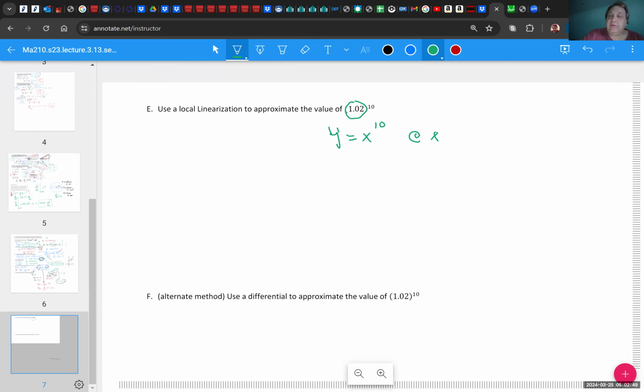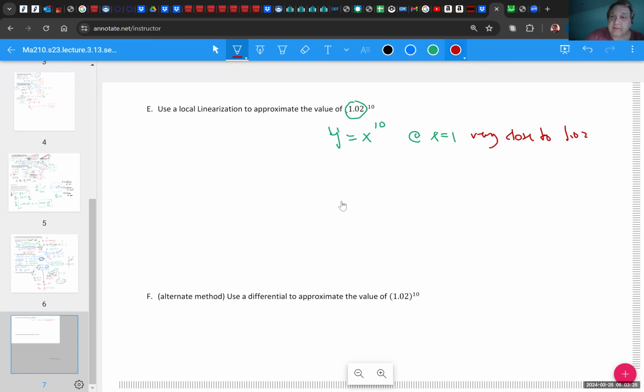I'm going to find the local linearization at x equals 1. Always choose a nice round number for your local linearization, an easily computable number. 1.02 is not so easy to compute with; 1 is very easy to compute with. And notice that 1 is very close to 1.02. So we have this function, something raised to the 10th, where that something we're looking for is 1.02, but we're going to use the function at x equals 1 to get the original function value and the derivative, and then use our local linearization to approximate it.